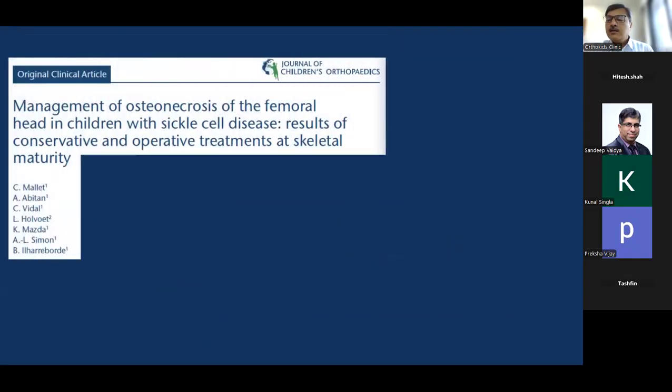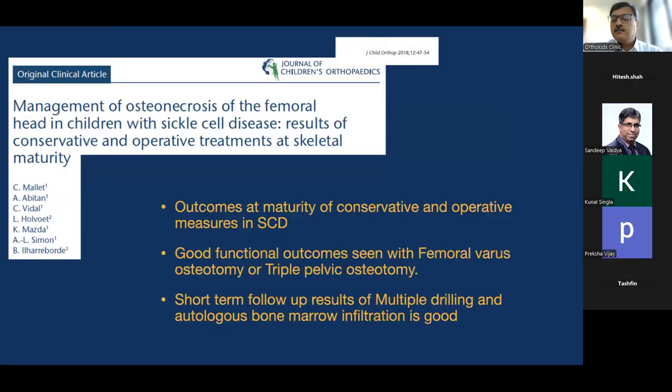Right. And that's the final paper. Long-term clinical follow-up for patients managed conservatively and operatively, at skeletal maturity, for sickle cell disease was described by this paper in 2018, which showed a good functional outcome with femoral varus osteotomy or triple pelvic osteotomies. There is also a short-term follow-up study on multiple drilling and autologous bone graft and bone marrow infiltration, which showed improvement in the gait as well as the condition of the hip joint.